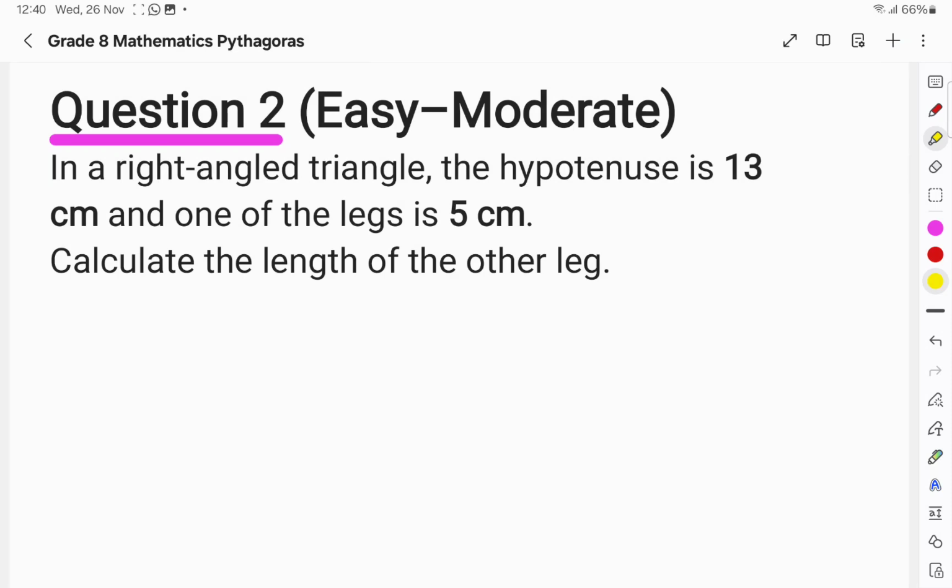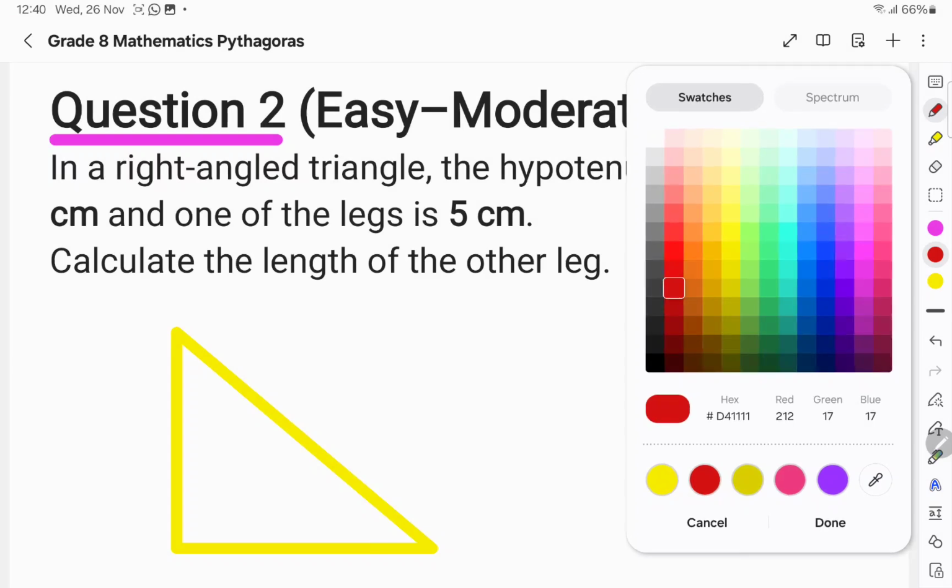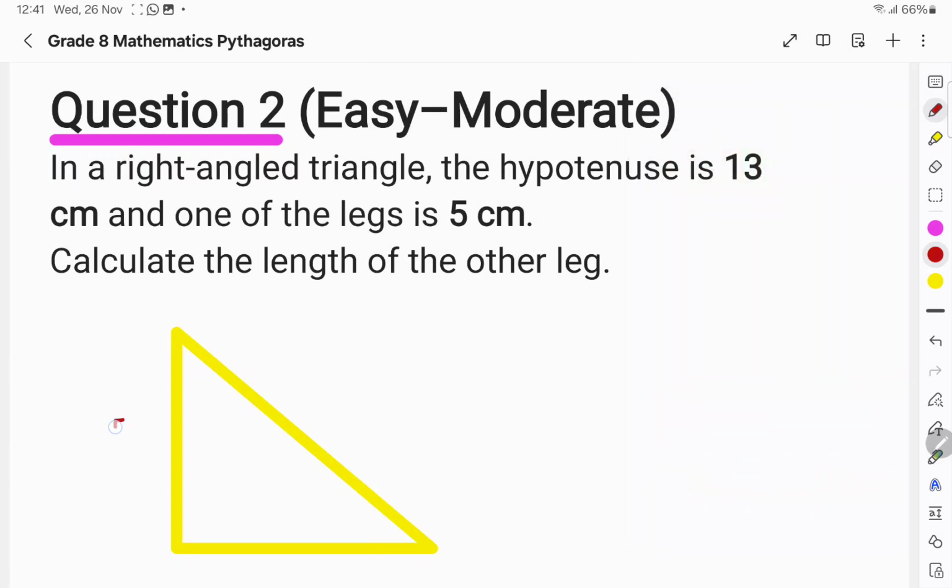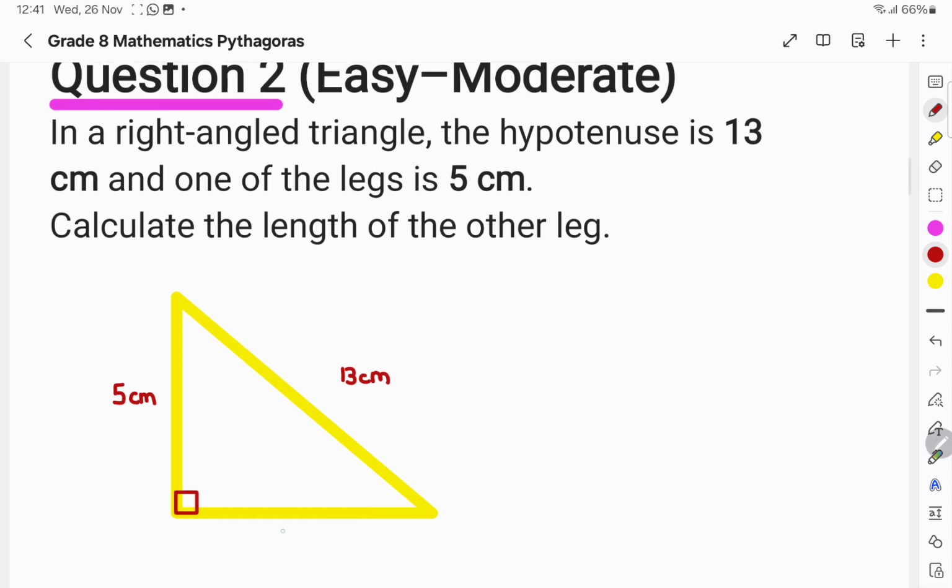It says, in a right angle triangle, the hypotenuse is 13 centimeters and one of the legs is 5 centimeters. So we've got one of the legs is 5 centimeters and the hypotenuse is 13 centimeters. Now this is also a Pythagorean triplet. Obviously, if you're going to Google it, there are many, lots and lots of them. So you can't remember all of them, but we try and remember the ones that we use the most. So 3, 4, 5, 6, 8, 10. So for this one, we want to know the length of the other leg.